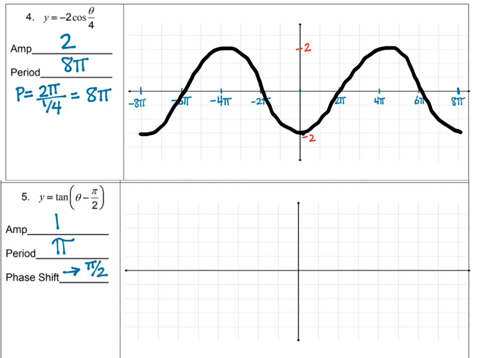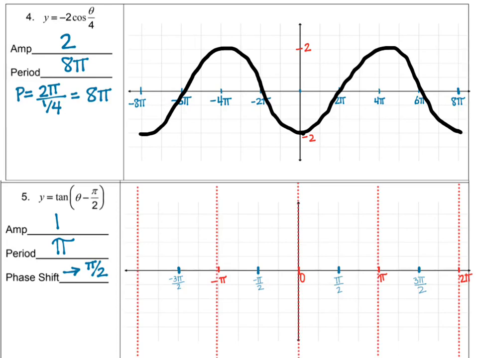So I'm going to mark where the asymptotes for the parent function would be. This is where the asymptotes of the parent function of tangent would be. And all of these marks where the asymptotes would be are going to get moved pi over 2 units to the right. So I mark those. And then I'm going to mark the asymptotes, and there they are. Those are the new asymptotes.